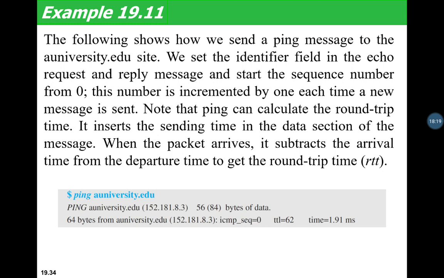This is about ping. Here there is one example given of how we send a ping message to a university. We set the identifier field in the echo request and reply message and start the sequence number from 0. The sequence number is given 0. This number is incremented each time a new message is sent. Ping can calculate the round trip time by inserting the sending time, and when the packet arrives it subtracts the arrival time, and the time to live is also specified here.